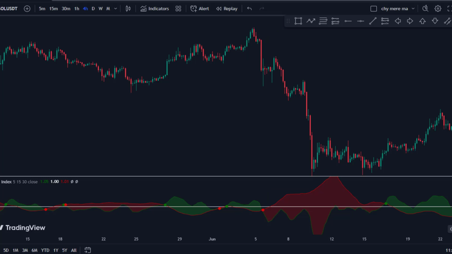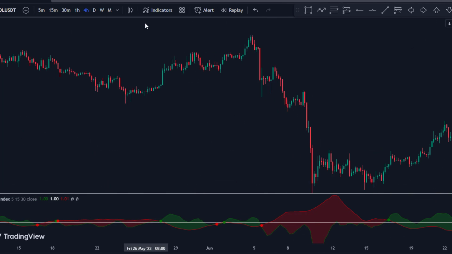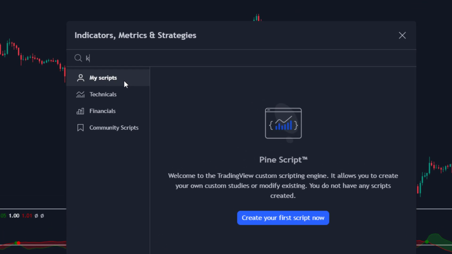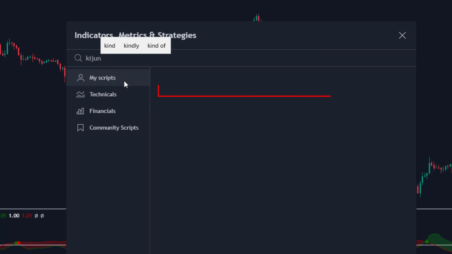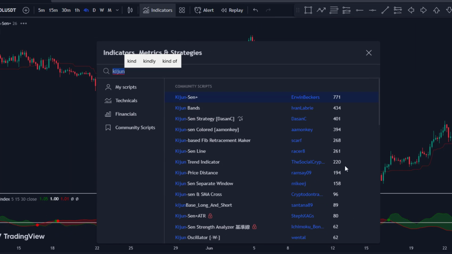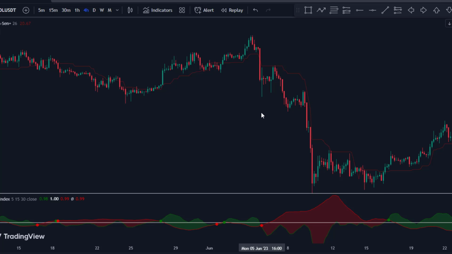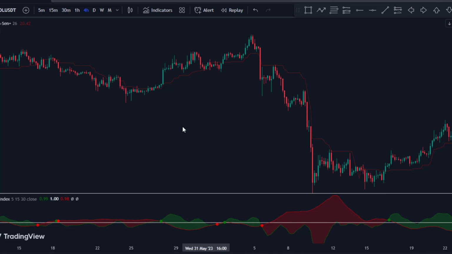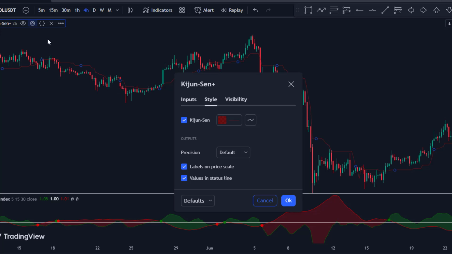Let's add the second indicator, which is Kijun. To add the indicator to our chart, let's navigate to the indicator search bar. There we are going to search for Kijun. Select this one made by Erwin Beckers. The Kijun indicator will help us to confirm a trend. But before we talk on how it works, let's set the color of the indicator for a clearer view in the chart. Then go to the indicator setting.